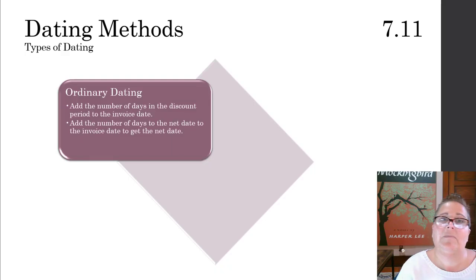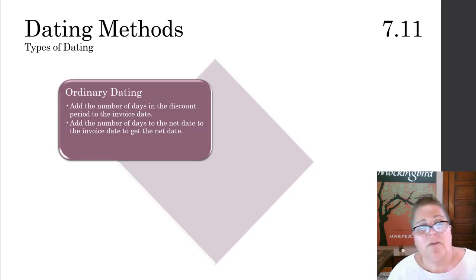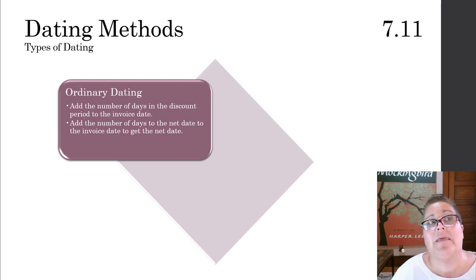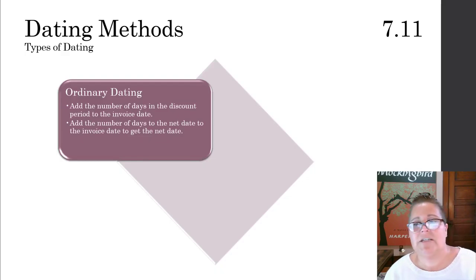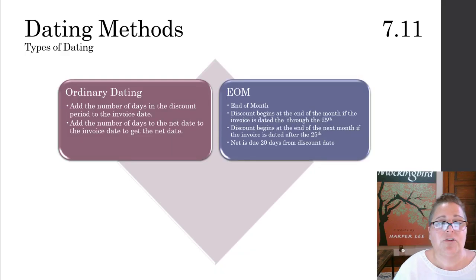It's called ordinary because it is the most used and the one that most people are familiar with. There are 3 others. I'm going to give you what those are right now, but we are not going to be practicing them in this presentation. We will practice them in the next presentation. So of the 3 special dating methods, the first one is EOM, or end of month.